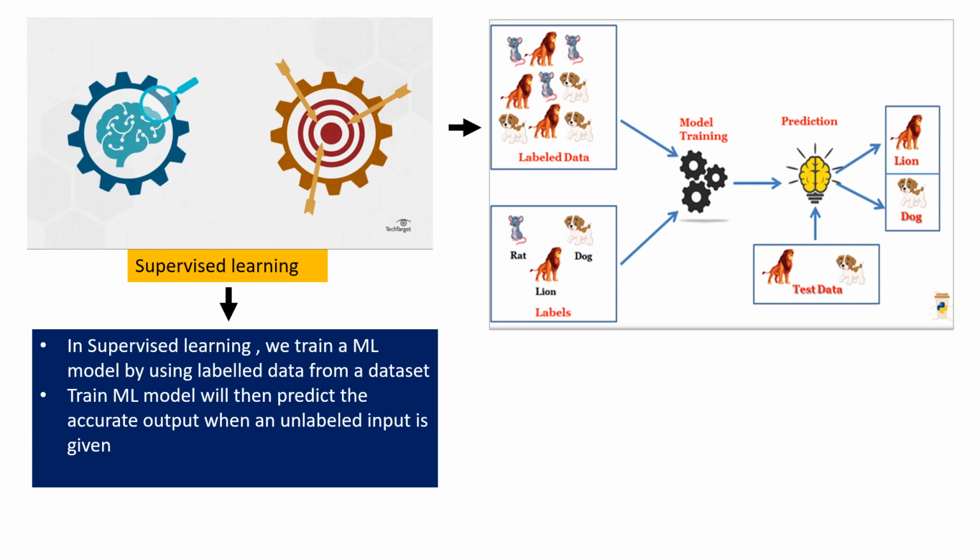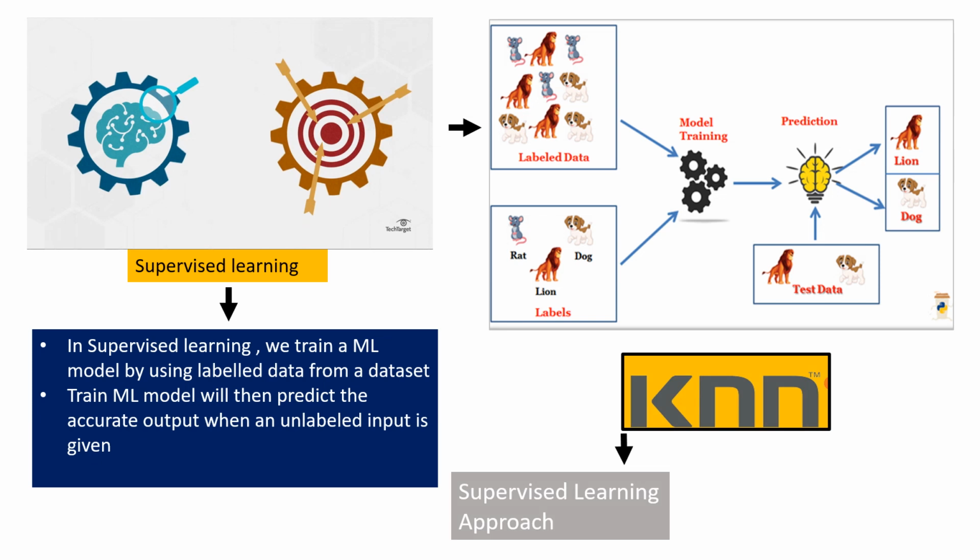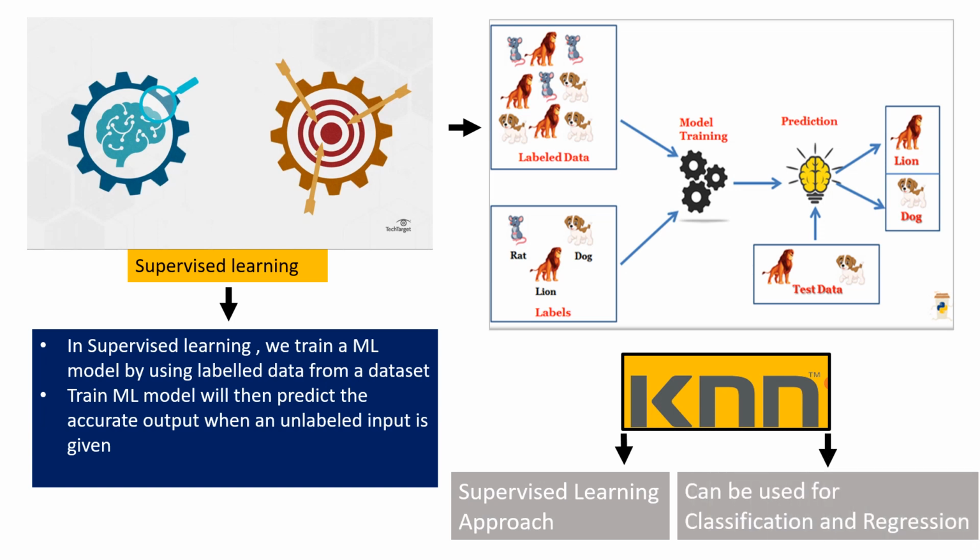This is supervised learning. So KNN is a supervised learning model, but however KNN is capable of doing unsupervised learning as well. So we need to keep this thing in mind. KNN can be used for classification as well as regression purposes, but in this video we are just going to cover KNN as a classification model.